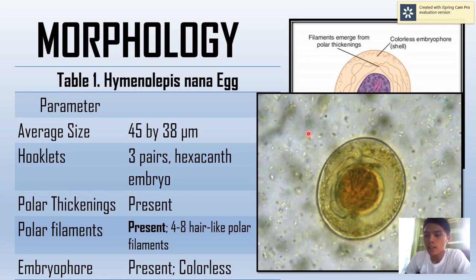So here is a typical image of the egg. Let's try to identify its parts. The arrow points to its hooklets. There are 3 pairs of them. And here are the polar filaments, which emerge from the polar thickening.